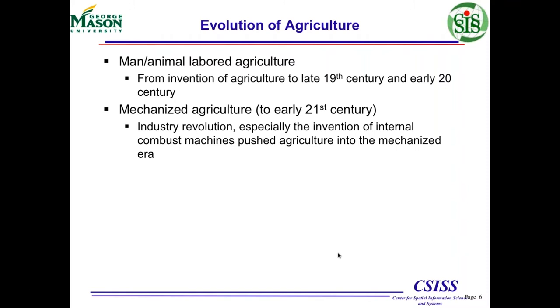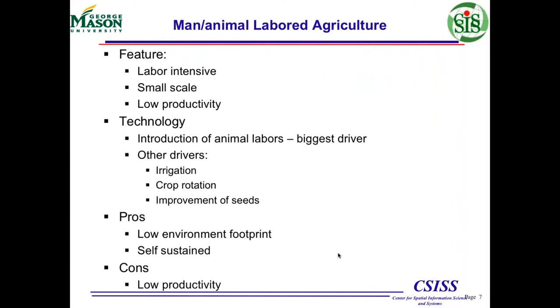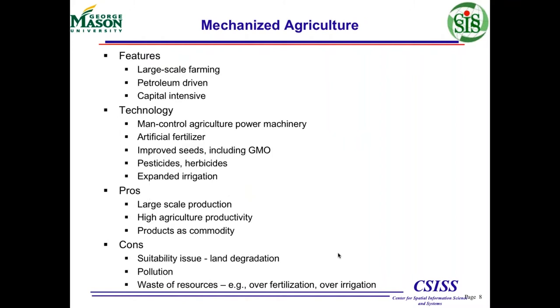And now in the US, basically we have large scale petroleum-driven agriculture, and we use a lot of artificial fertilizers, pesticides, herbicides, and also improved seeds. And the key feature is that we have large scale production, high productivity, and most farmers produce the product not for themselves to consume, but for sale. And the problem is that we have a sustainability issue, pollution, and also waste of resources, like over-fertilizing and over-irrigation.